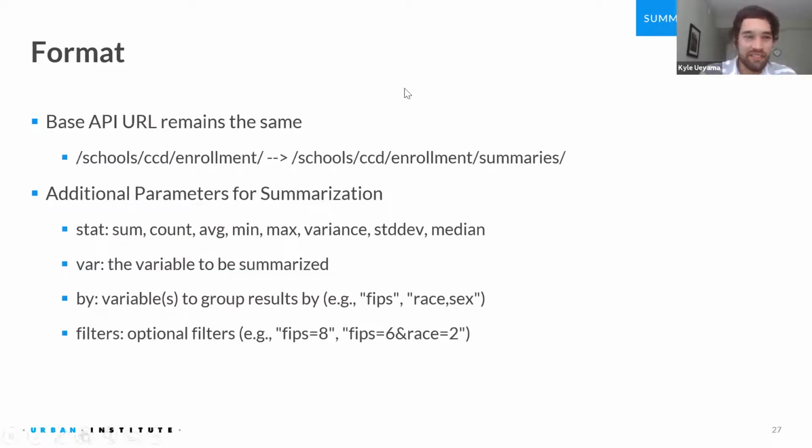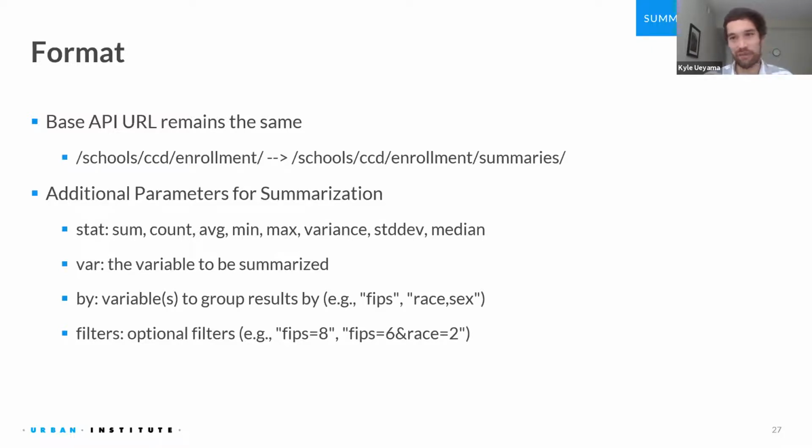All right, so what does the format of a summary endpoint look like? That base API URL remains the same. So as we were showing before, you might go to schools/ccd/enrollment. That part stays exactly the same. And now at the end, we're just going to tack summaries onto the end of it to open up that new functionality. After that, we're also going to give the additional parameters for the type of summarization we want.